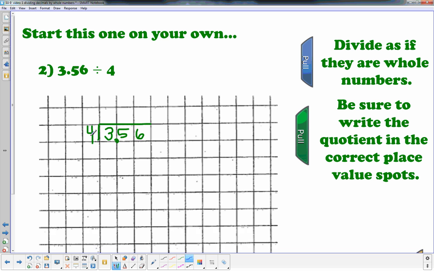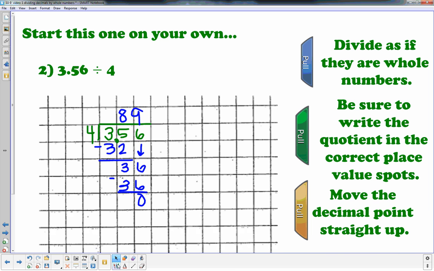All right, 35 divided by 4. The closest I can get is 32. 8 times 4 is 32. Subtract and I get 3. Does your work look like mine? Bring down the 6. 36 divided by 4 is 9. All right, the last step is to move that decimal point straight up. So the answer to 3 and 56 hundredths divided by 4 is 89 hundredths.